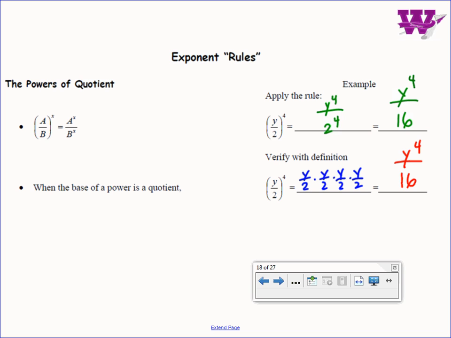Math works, and we've generated the same expression both ways, by applying the rule or by using our definition of exponent. So what can we say for words? When the base of a power is a quotient, both top and bottom are raised to the exponent.